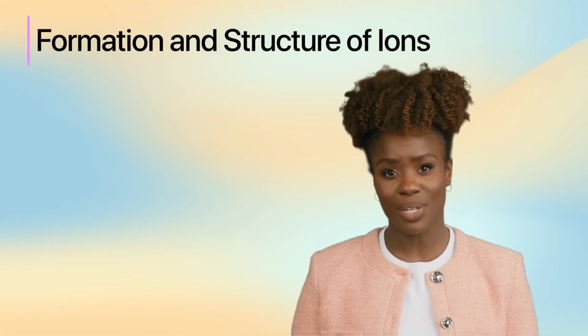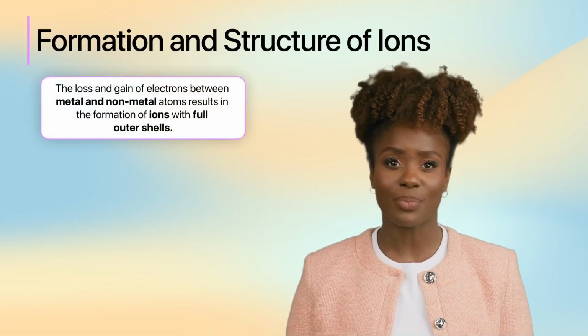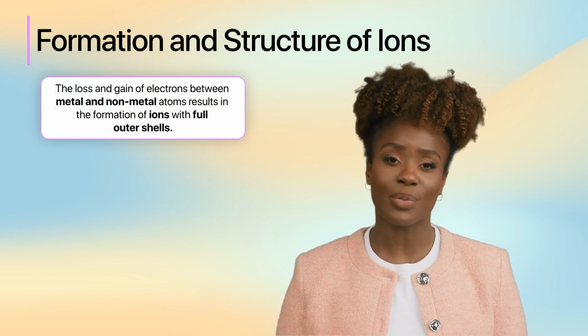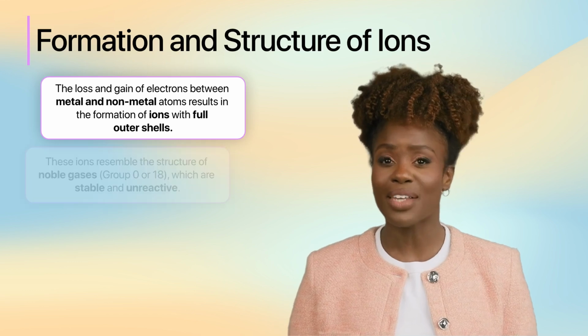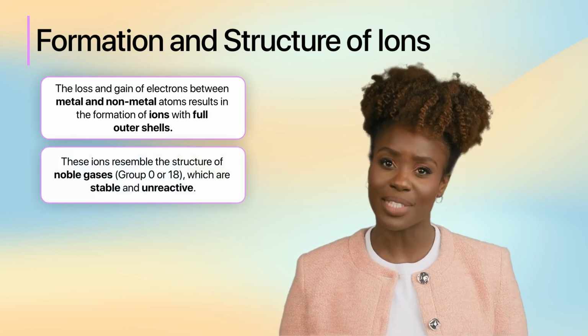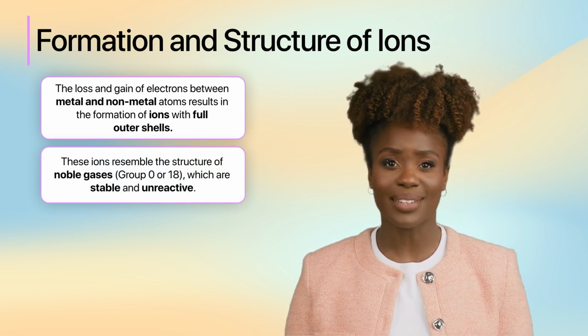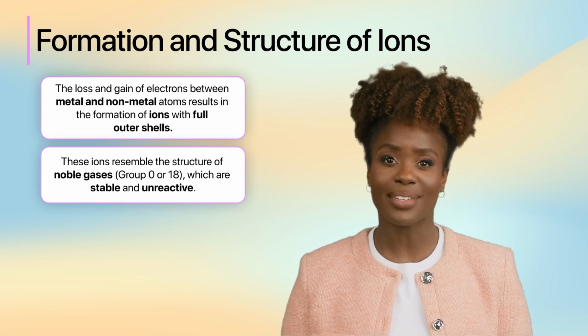Let's focus now on structure. The loss and gain of electrons between metal and non-metal atoms results in the formation of ions with full outer shells. These ions achieve electronic structures that resemble those of noble gases, which are the elements in group 0, or 18, known for their stable and unreactive nature.